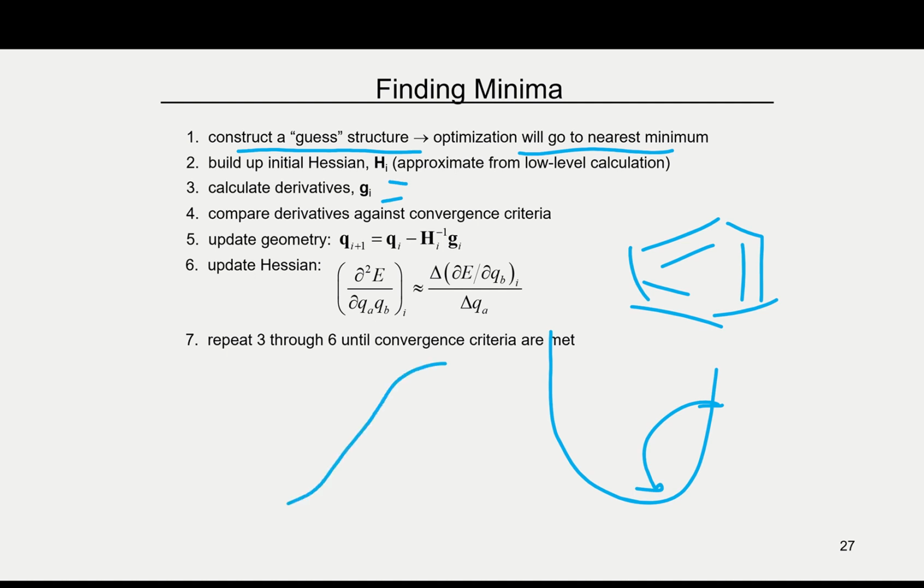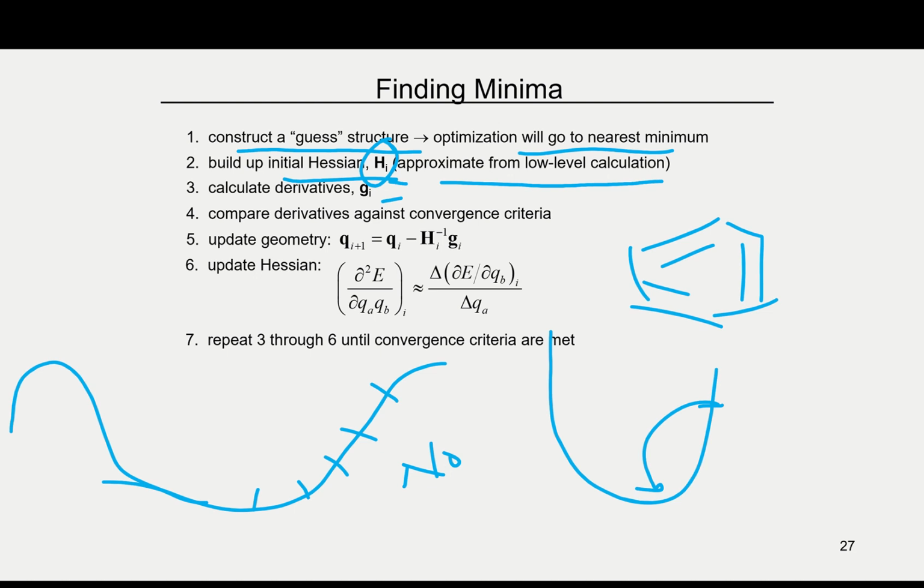Although the surface is not harmonic, it will go like this, first here, and then like this. So this is not harmonic, this is anharmonic. Then build up the initial Hessian. We talked about the initial Hessian HI, approximated from a low-level calculation. Then calculate the derivative, GI, which is the initial gradient.